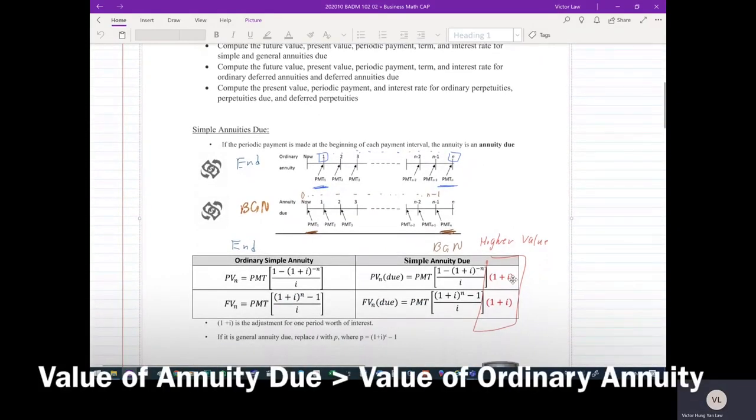And algebraically, what that means is that we're basically earning one more period of interest when we have the BGN. So when we have annuity due, algebraically we have one more period of interest because all the cash flows get carried over one period prior. As a result, the value that you get from annuity due will always be higher than the value that you get from the ordinary annuity, because we're earning one more period of interest.